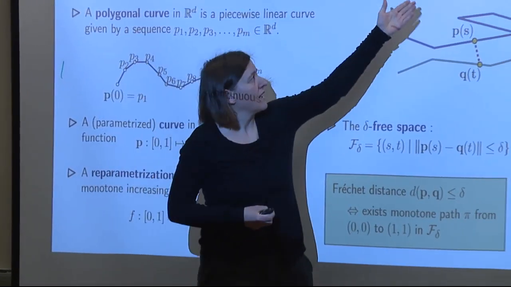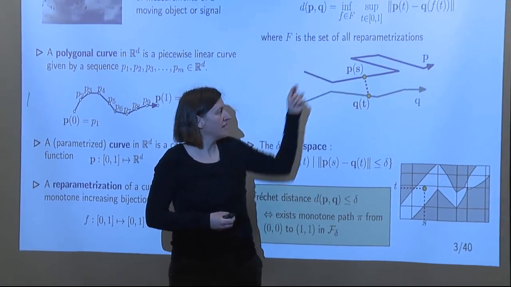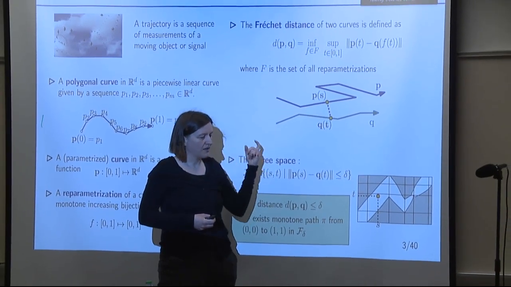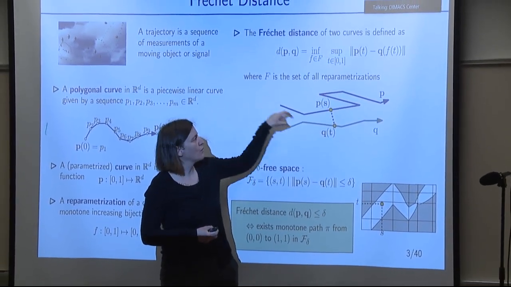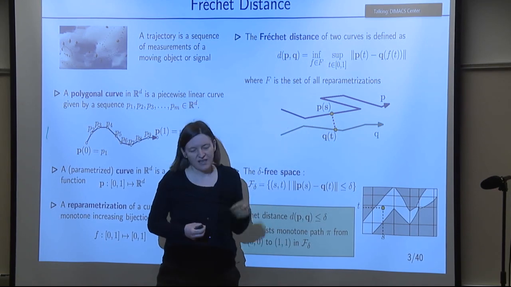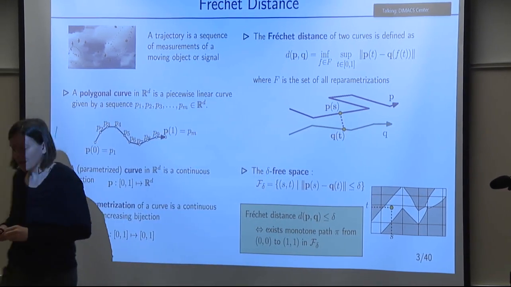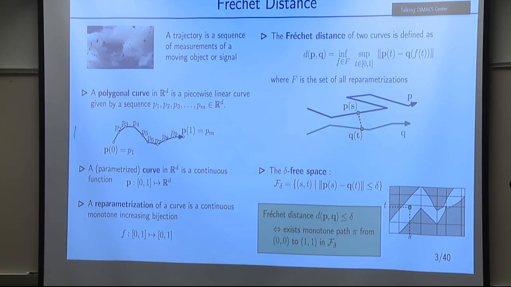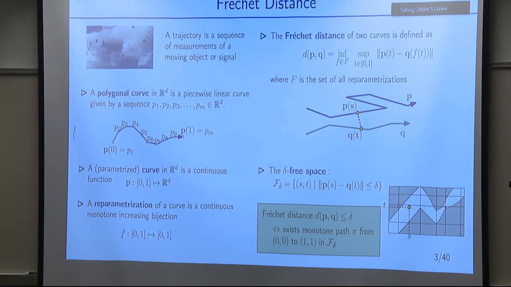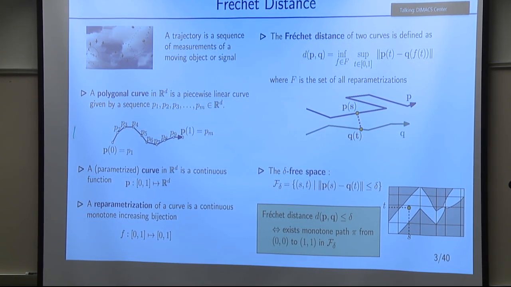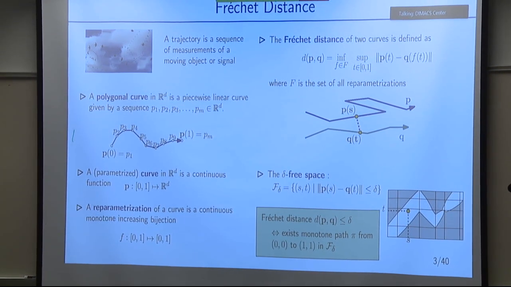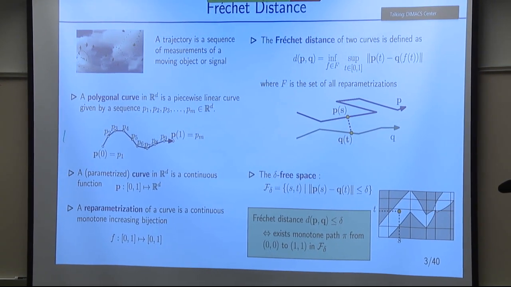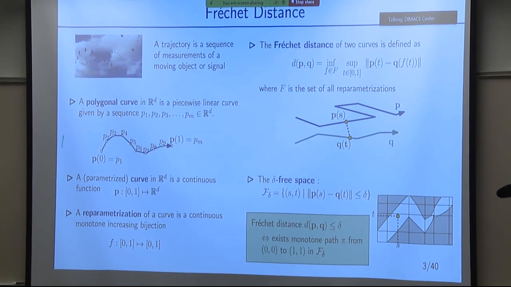So we optimize over all possible reparametrizations, and then we measure what the distance is as we go along the curve. You can think of moving along the two curves with two points, and you measure the distance between those two points. You take the maximum as you go along those two points, and you choose the reparametrizations that minimize this maximum distance.